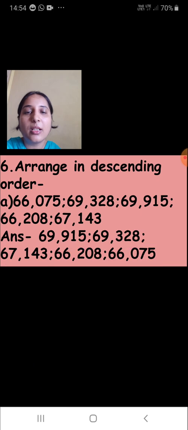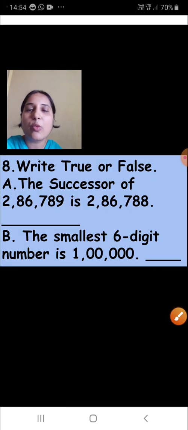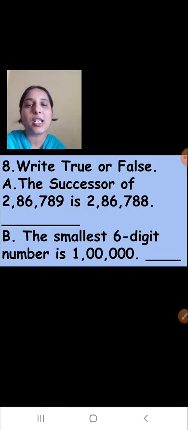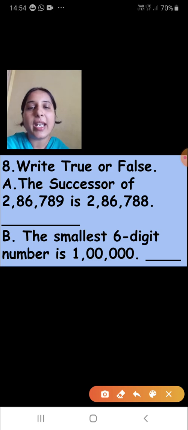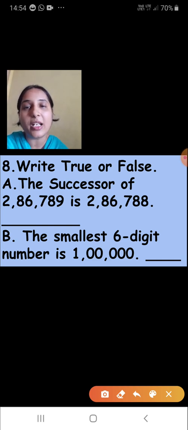Got it, children? Now let's move to the next one, where you have to find whether it is true or false. The first one: the successor of 2,86,789 is 2,86,788. So what is the successor, children? Successor means the number which comes just after a given number, or you can find it by just adding 1 to the given number.